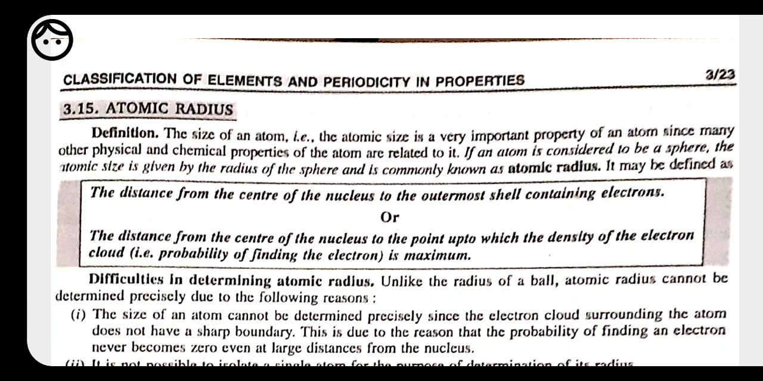So here we can define this one as the distance from the center of the nucleus to the outermost shell containing electrons, that is called the atomic radius. Or the radius we can calculate by taking two atoms together, and the distance from one nucleus to another nucleus, here we are taking this as the diameter, and on dividing this diameter by 2 we will get the radius of one atom.